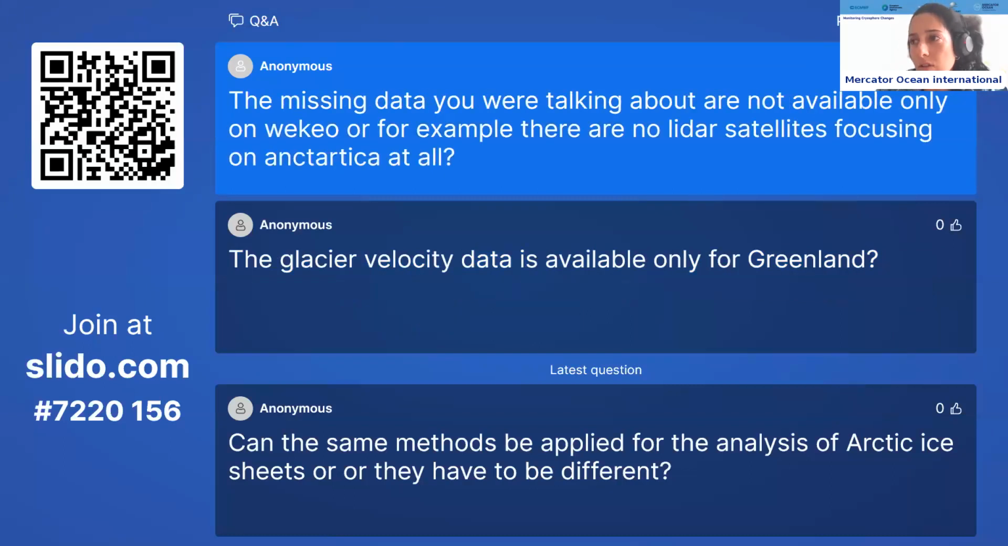The missing data you were talking about are not available only on WEkEO, or for example, there are no LiDAR satellites focusing on Antarctica at all. So I think right now there's no LiDAR satellites, but I think there's some in the process. But the main things that we're missing in WEkEO was some grounding line dynamics satellite observation data and the velocity datasets, the fully downloadable velocity datasets for the Antarctic ice sheet, which you can get elsewhere. And if anyone wants to email me or ask me questions about that, I'm happy to help. Yeah, thanks for that.